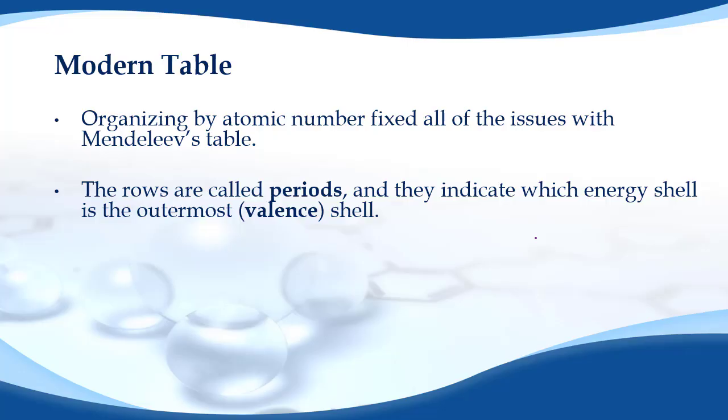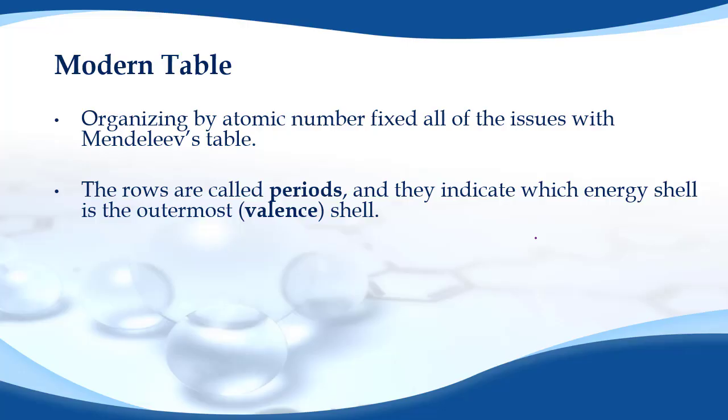The modern table is organized into rows, which we call periods. And what the period does is, if you remember your Bohr diagram, they tell you how many energy shells out the outermost electrons are, right? So hydrogen's in the first energy shell, lithium's outermost electrons are in the second, potassium's are in the fourth.